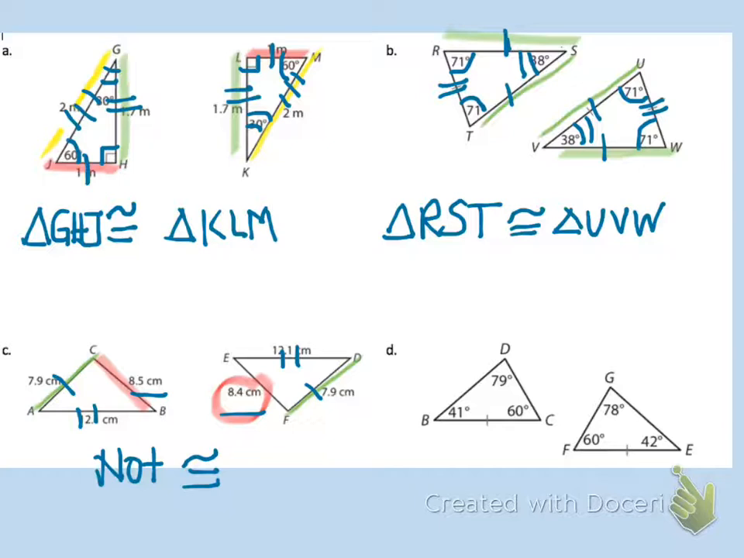And then we can do the same thing with this next triangle. See, there's a 79 degree angle. Over here, the closest we can come is 78. So again, not congruent. These are not congruent triangles.